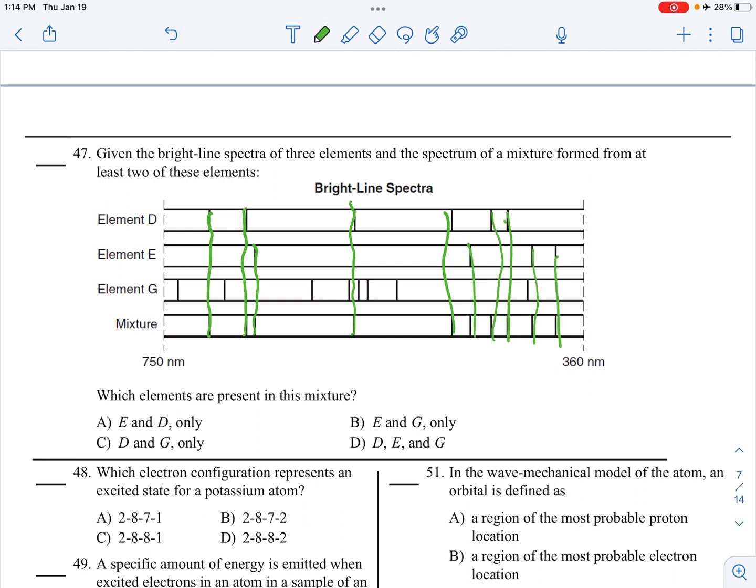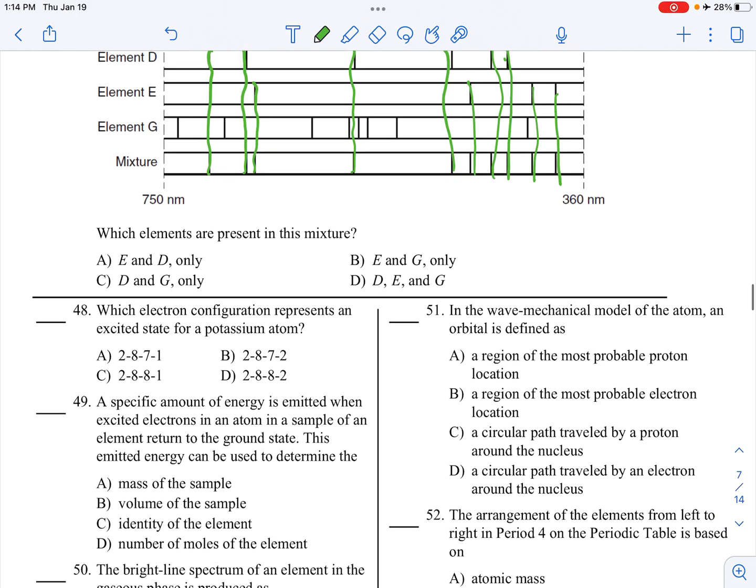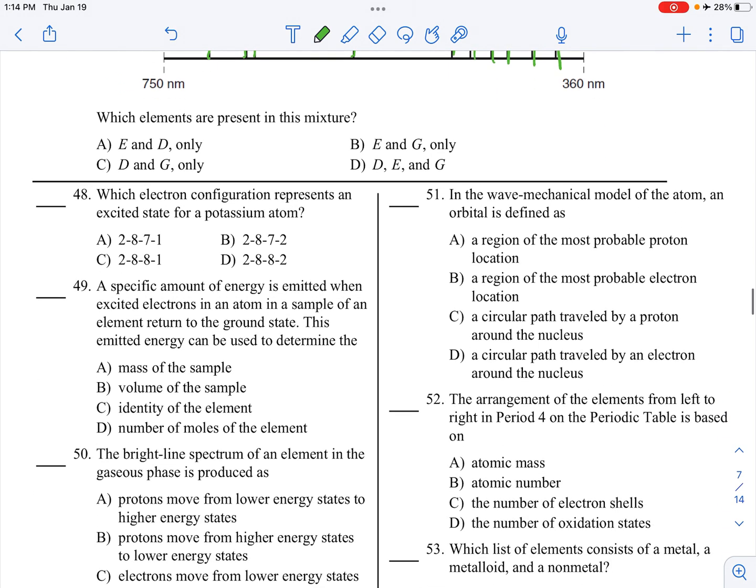So I don't believe G is in here, because see how these guys did not come down? Yeah, that didn't come down. So D and E alone, which is choice A, is right. Good, I got it right. Took me a minute. The electron configuration for potassium in the excited state.